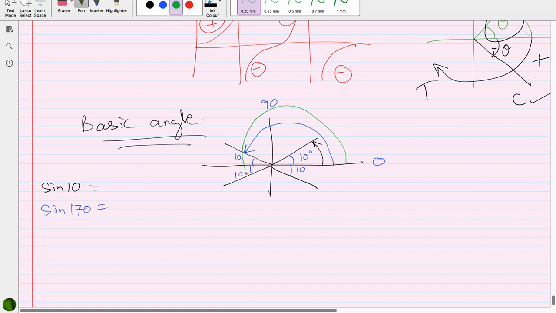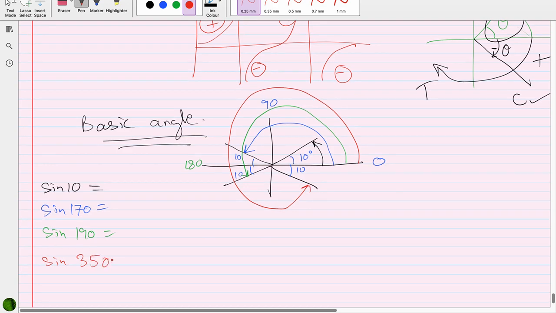Now this green angle, sine of 190, and the last one in red, this angle, 350. Now see, if we were given these values 10, 170, 190, 350, we can check it in reverse order that the basic angle of all these four is 10. If the basic angle is the same, the value will be equal.